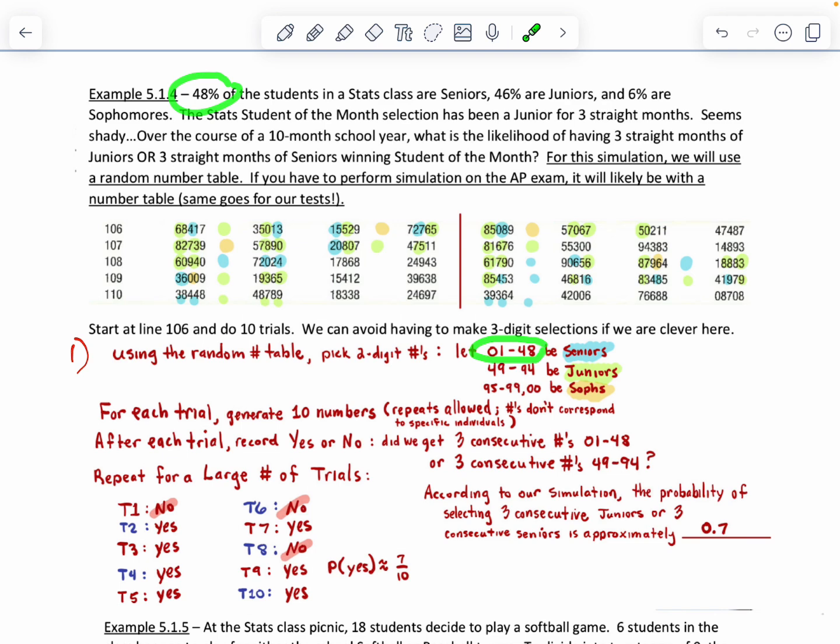What if I let those numbers represent seniors? And therefore, if 46% of the numbers, that would be these numbers, represent juniors, then the remaining 6% are going to represent the sophomores. That would be 95, 96, 97, 98, 99, and 00 to represent 100. I guess we haven't used the number 00 yet, and that is how we do not have to use 3-digit numbers. These are going to be sophomores. So step 1, identify the model. That means what numbers are we using and what are they going to represent?